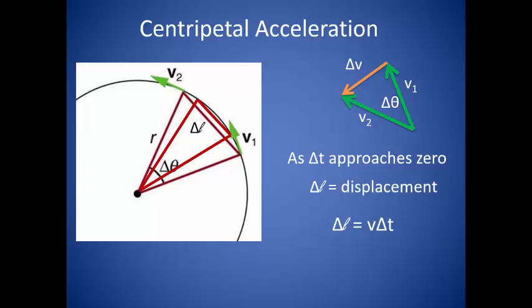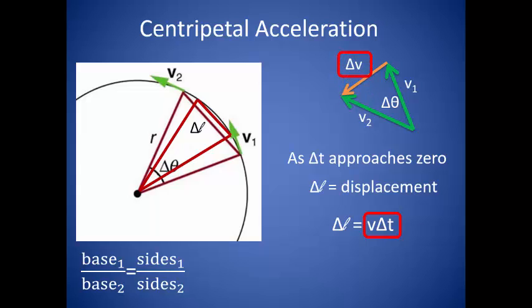Now we have these 2 similar isosceles triangles, and if you remember from geometry, the ratio of the bases of the 2 similar triangles is proportional to the ratio of the sides of those 2 triangles. The base of our circle triangle is the displacement, which we have written as the velocity times the change in time. The base on our vector triangle represents the change in velocity. So the ratio of our bases is delta v over v delta t.